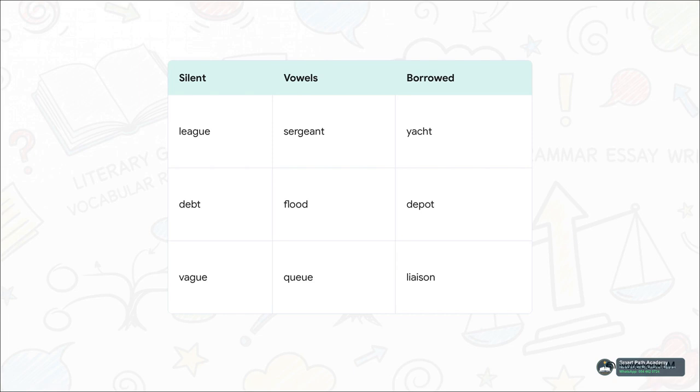And my absolute favorites are the borrowed spellings. Words like yacht, Y-A-C-H-T, or queue, Q-U-E-U-E, where you practically just say the first letter and ignore the rest. You've got to keep a sharp eye out for these when you're reading.